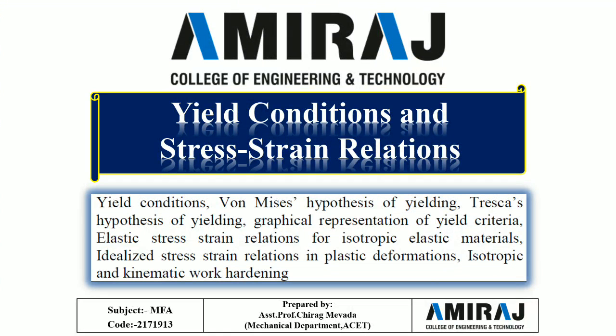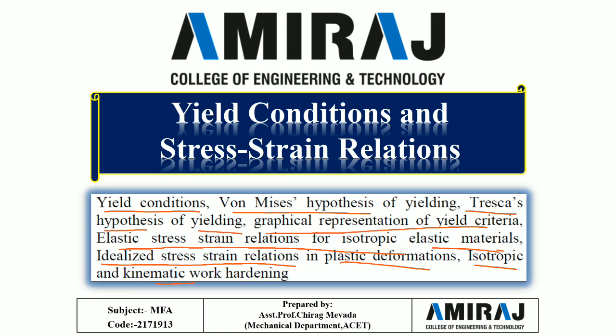Hello everyone, welcome back. In the previous lecture, I explained the yield conditions, then the von Mises hypothesis, then Tresca's hypothesis of yielding. Now, in today's lecture, I will explain the graphical representation of yielding criteria, then the elastic stress-strain relation for isotropic elastic material, the idealized stress-strain relation in plastic deformation, and isotropic and kinematic work hardening.